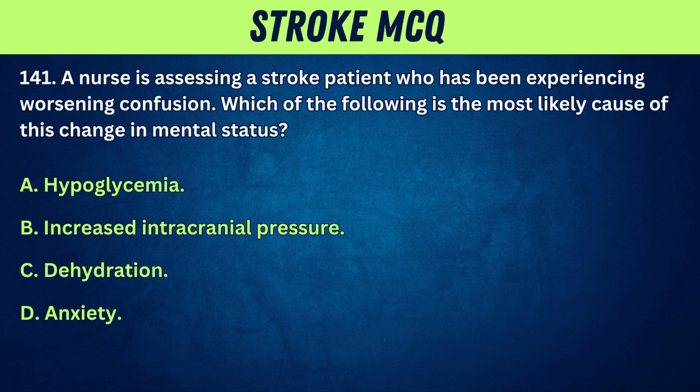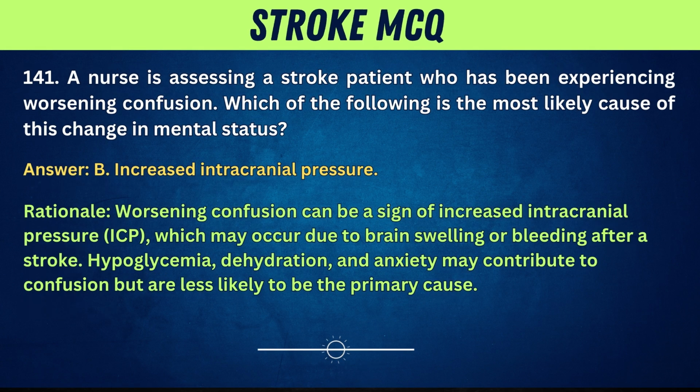141. A nurse is assessing a stroke patient who has been experiencing worsening confusion. Which of the following is the most likely cause of this change in mental status? A. Hypoglycemia. B. Increased intracranial pressure. C. Dehydration. D. Anxiety. Answer: B. Increased intracranial pressure.